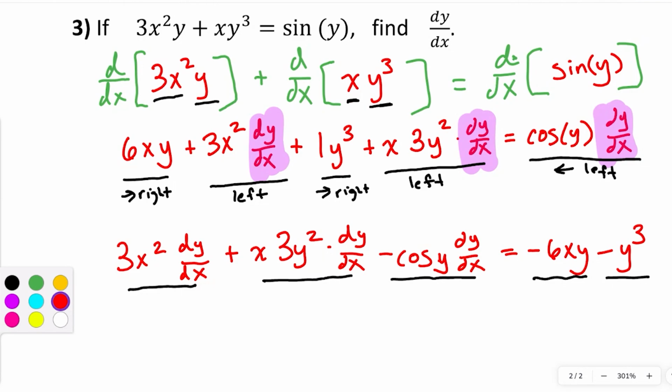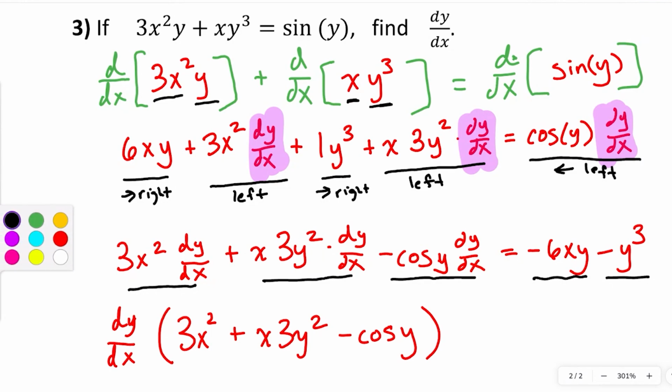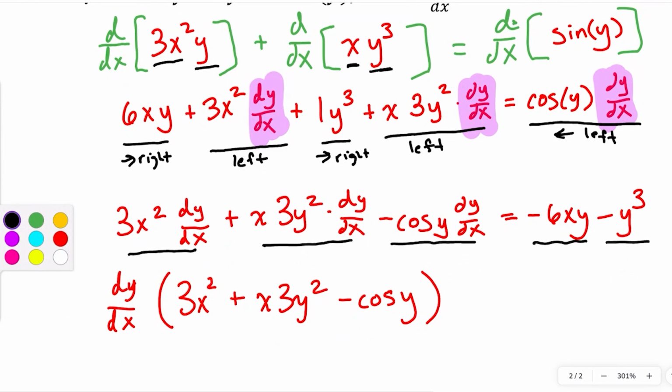So we're going to pull out this dy dx, this dy dx, this dy dx, and bring them all out to the front. So dy dx times everything else. Okay, so we factored out that dy dx.